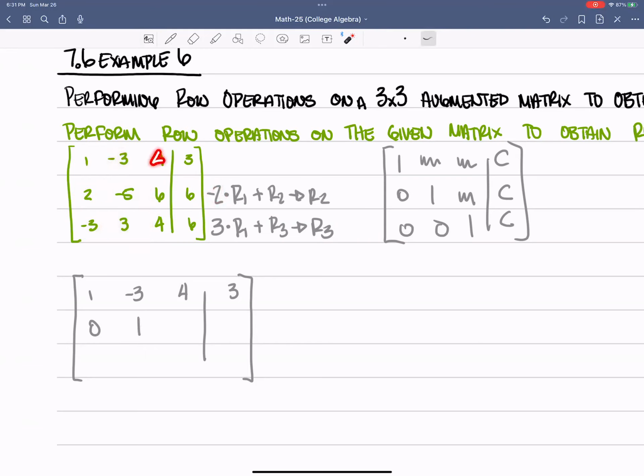And we have 4 times -2. It's going to be a -8. 6 plus -8 is a -2.